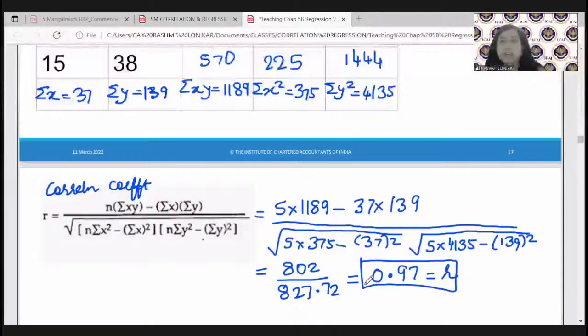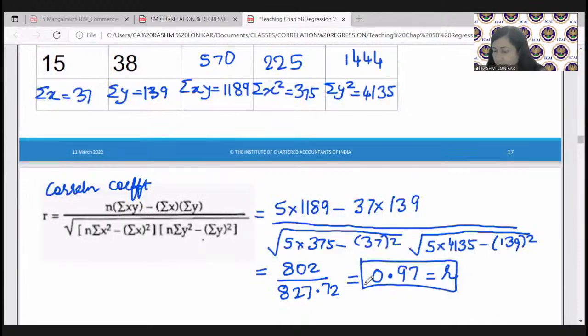So what have we learned in correlation? When R is 0.97, is there correlation? Yes. Is it positive or negative? It is positive. Is it strong or weak? It is strong. It is nearly perfect, but not perfect, so a strongly positive correlation exists between X and Y. Sometimes they will not ask you the value, they will just ask you to choose from the options. So when I get R as 0.97, it means that it is strongly positively correlated.